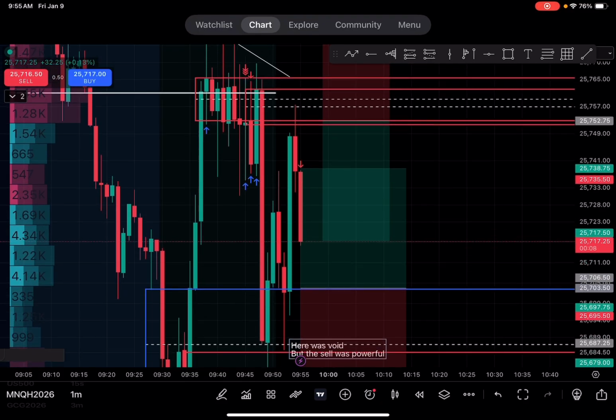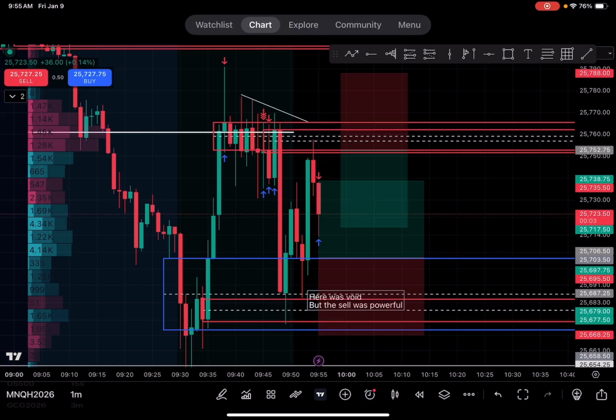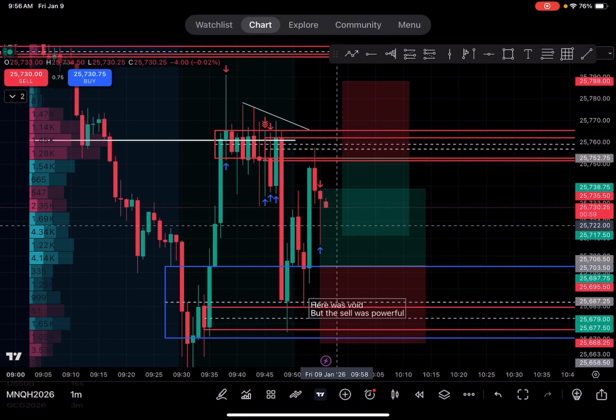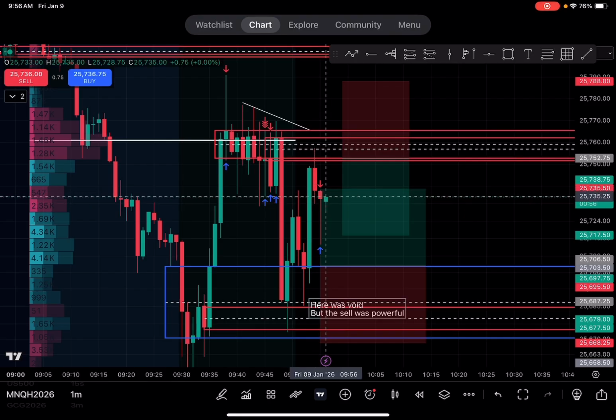And we would have got it. Or we did get it. So not necessarily a void reversal, but just a simple sell continuation. The range is becoming smaller.